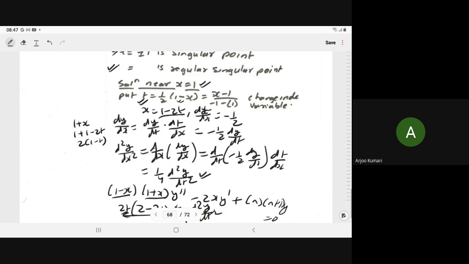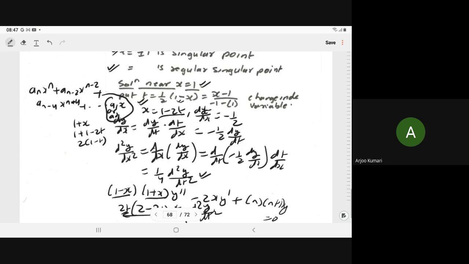So here the solution is of the form an x to the power n, an minus 2 x to the power n minus 2, an minus 4 x to the power n minus 4, and so on. And the last term can be either a1x or a0, depending on whether n is even or odd. So the last term will come, right?